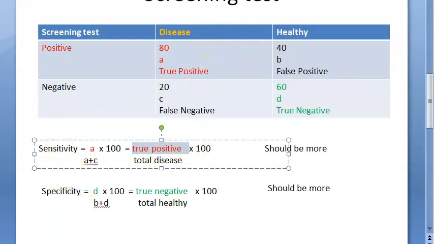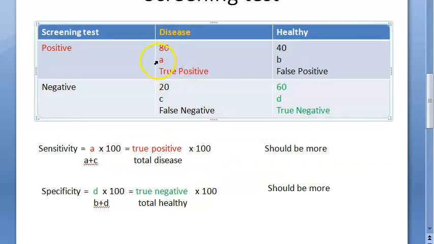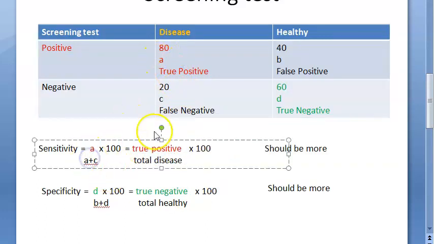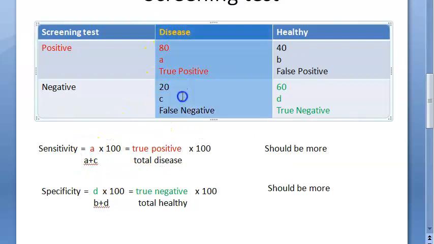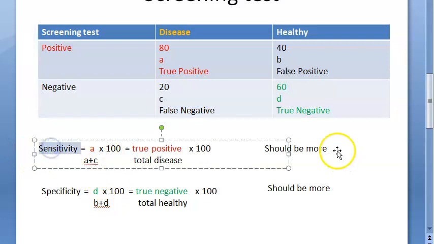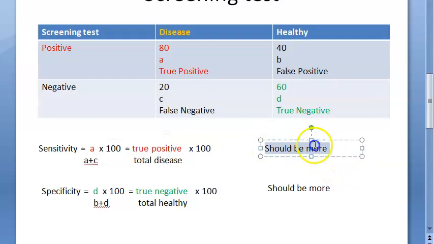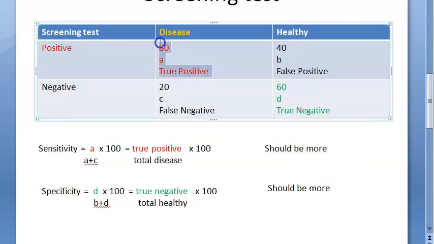Now, the sensitivity formula is true positive divided by the total diseased people into 100. True positive means what? Here you have A divided by, who are all the people who have the disease? This entire thing, A plus C. A divided by A plus C into 100 will give you the sensitivity. So true positives out of total diseased will give you the sensitivity. You want this value to always be high.